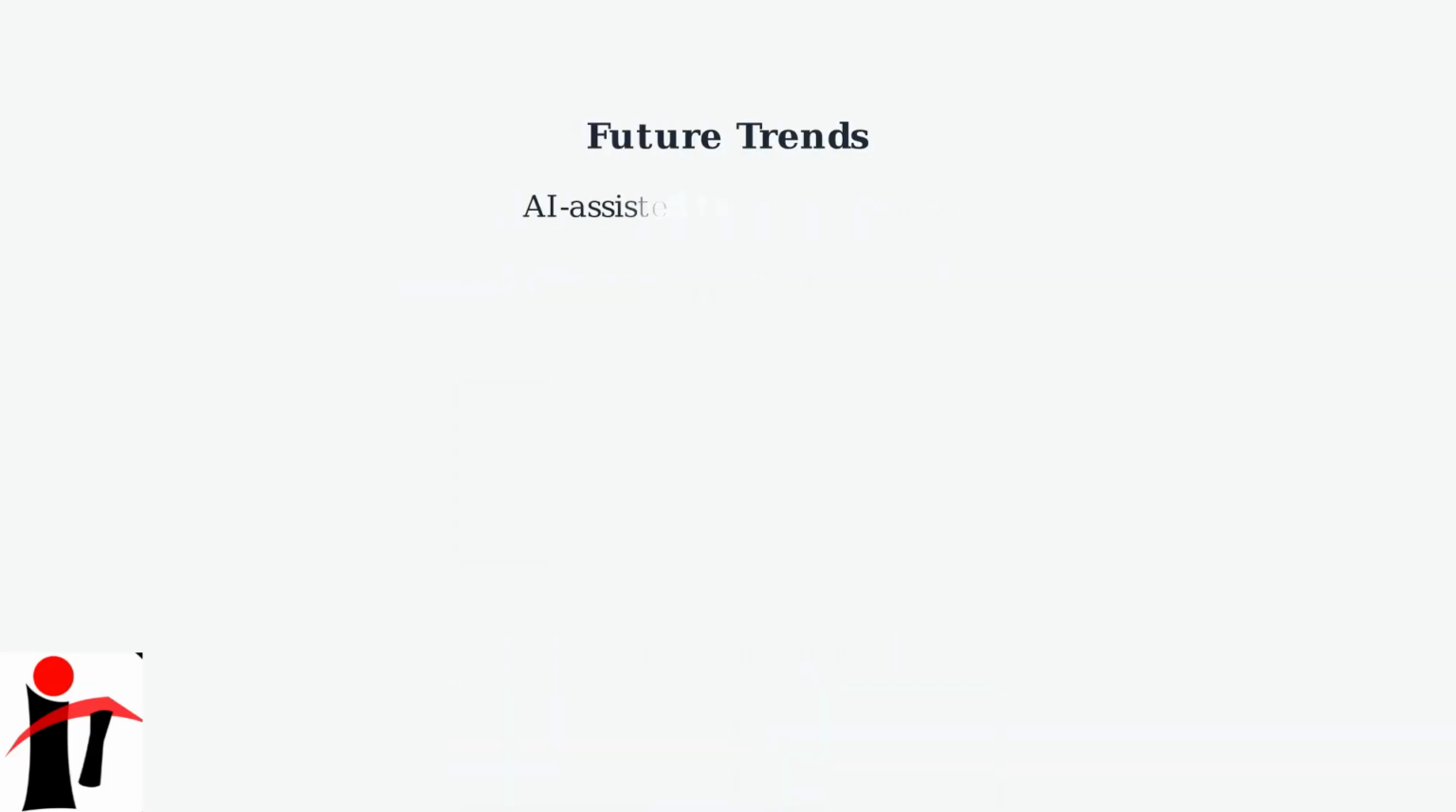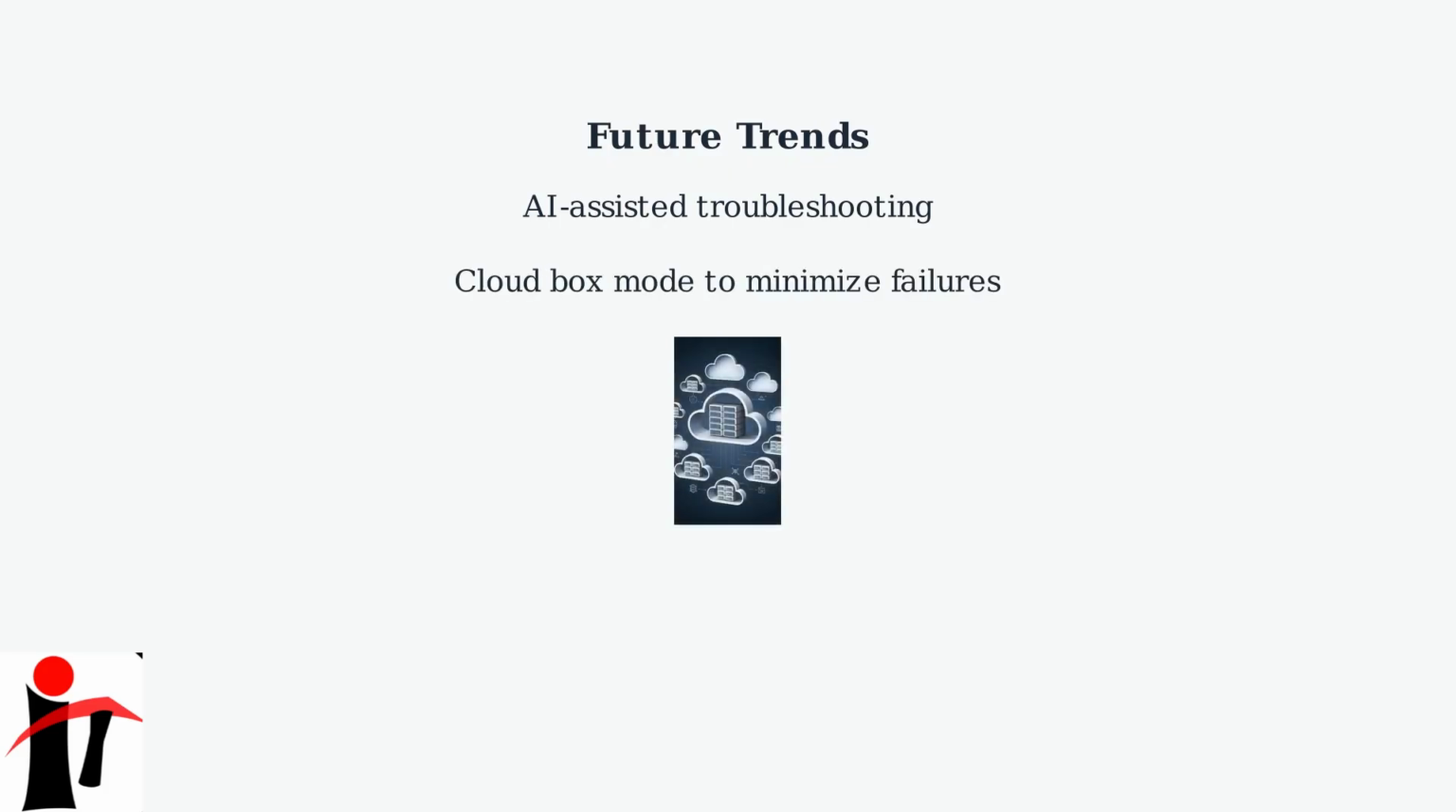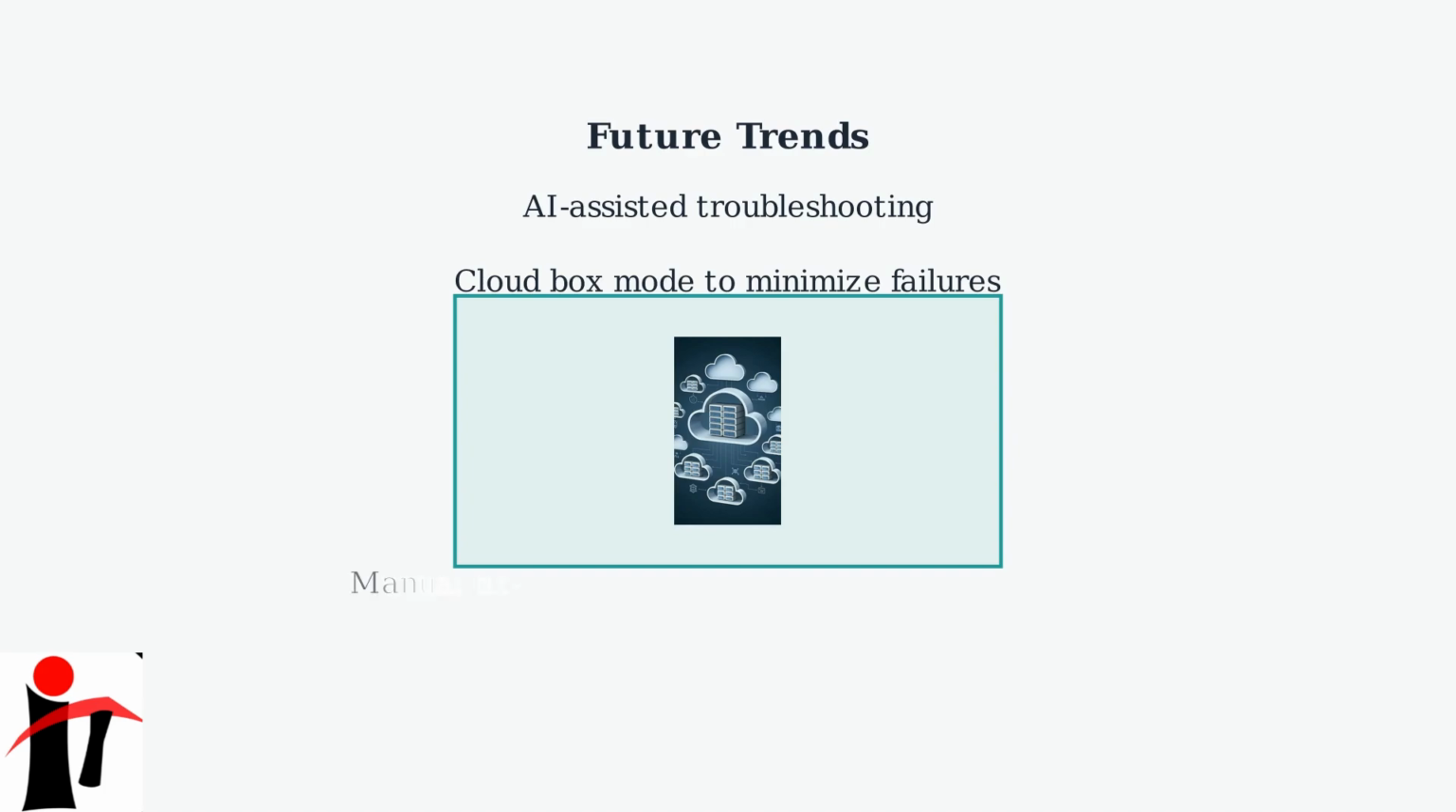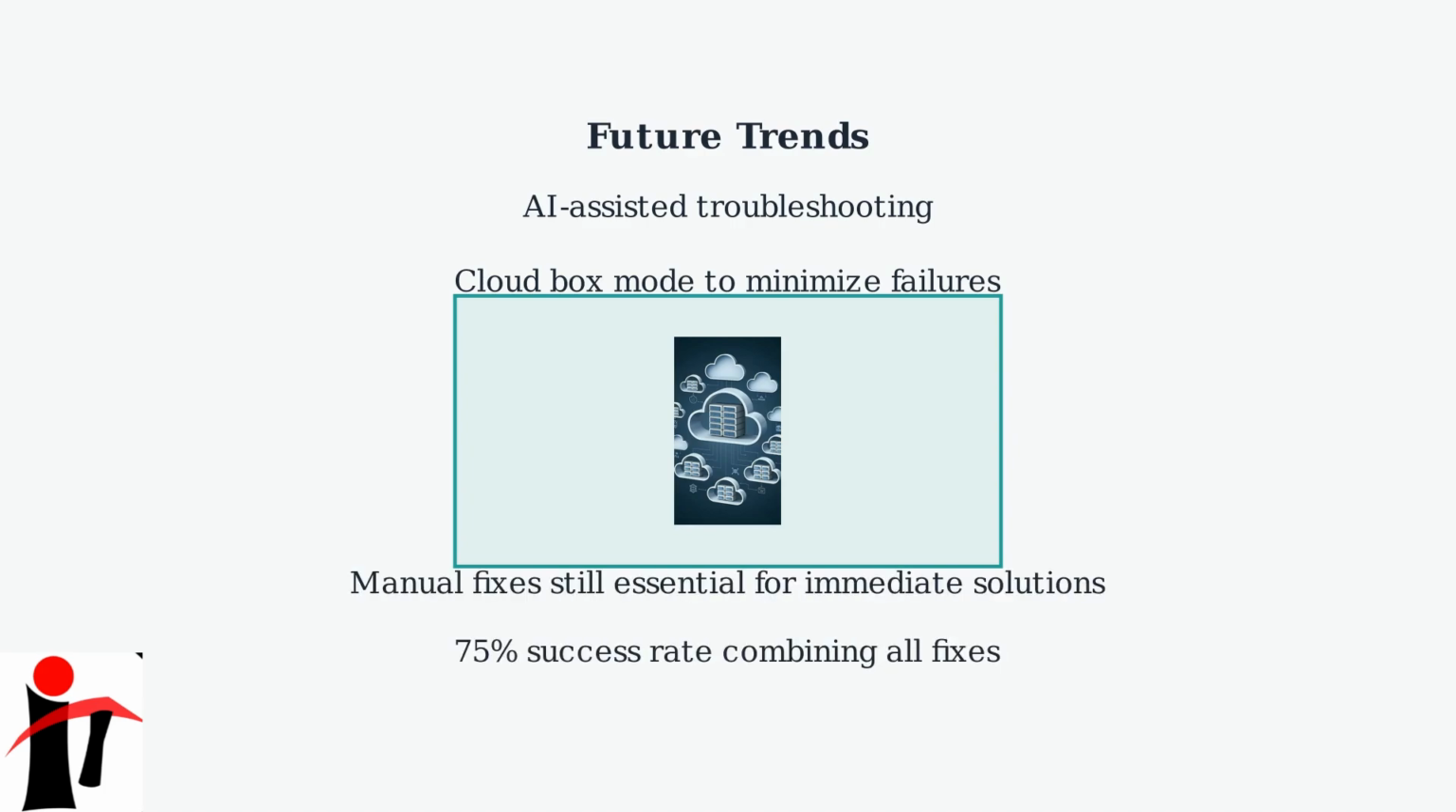Looking ahead, Xumo is integrating AI-assisted troubleshooting to guide users through fixes. They're also piloting a cloud box mode to offload processing and minimize app failures. While AI is on the rise, these manual fixes remain essential for immediate solutions. User surveys show a 75% success rate when combining cache clearing, updates, and reinstalls.